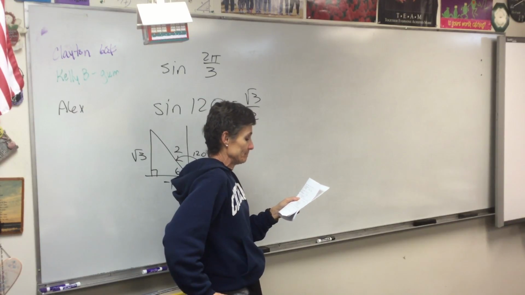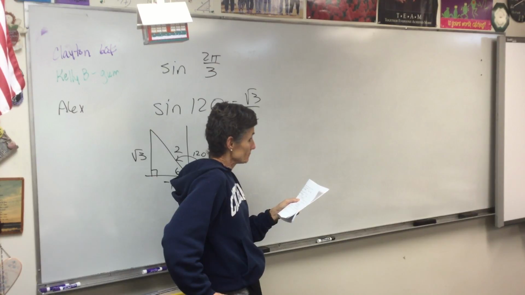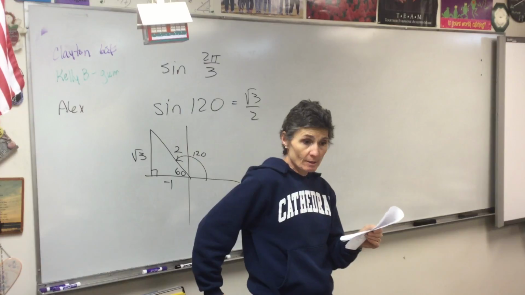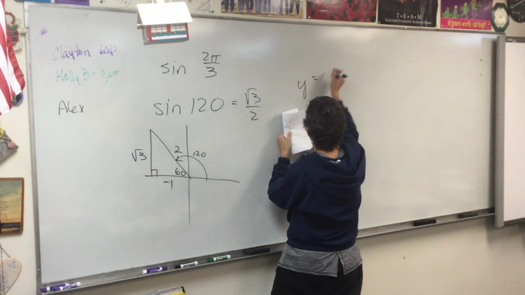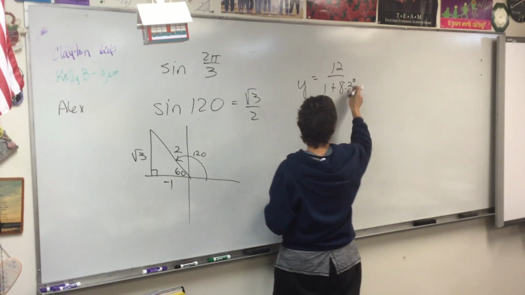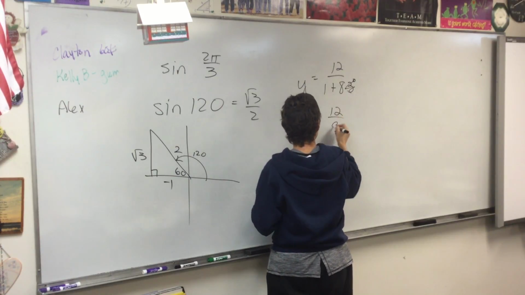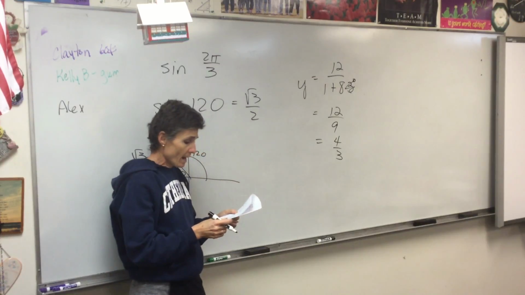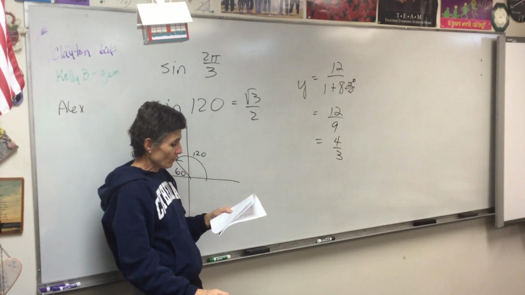How about B? -3 over 1, which would be -3. How about C? What's 3 to the 0? So we have 12 over 9, which reduces to 4/3. So your y-intercept is 4/3. Okay, what about D?